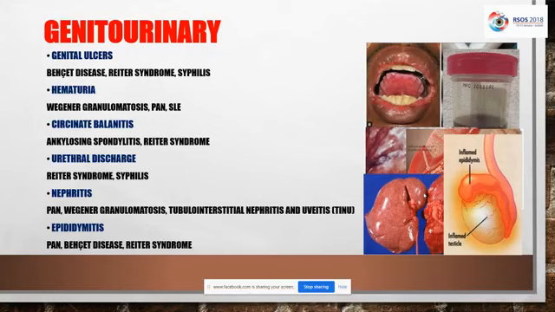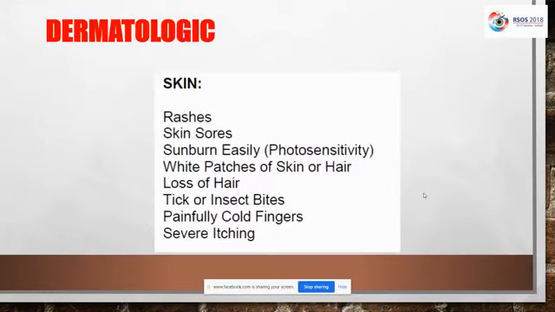Okay, so this is related to the genitourinary symptoms. In addition to the dermatologic symptoms, the symptoms you will ask about in the skin of the patient, you will ask those patients if there is any history of rashes, skin sores, sunburn easily with photosensitivity to sunlight, white patches of skin or hair or vitiligo, loss of hair with alopecia, or tick or insect bites, which should be reported.